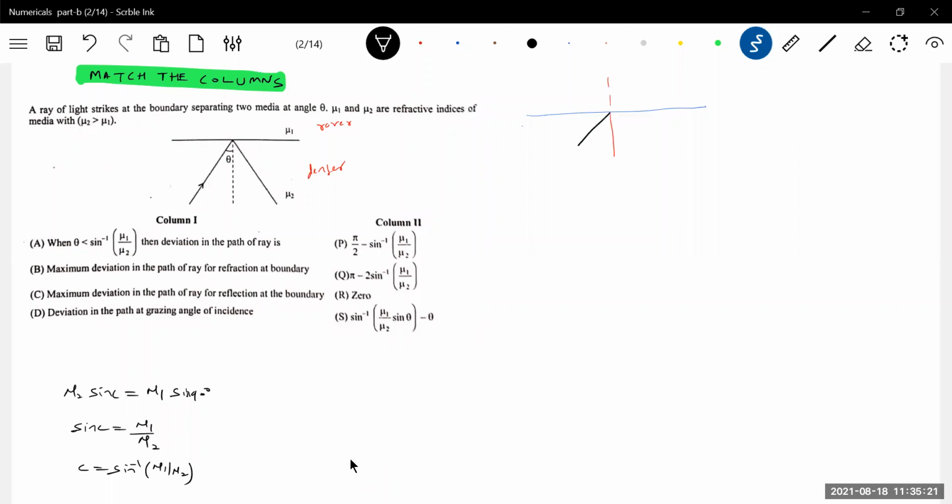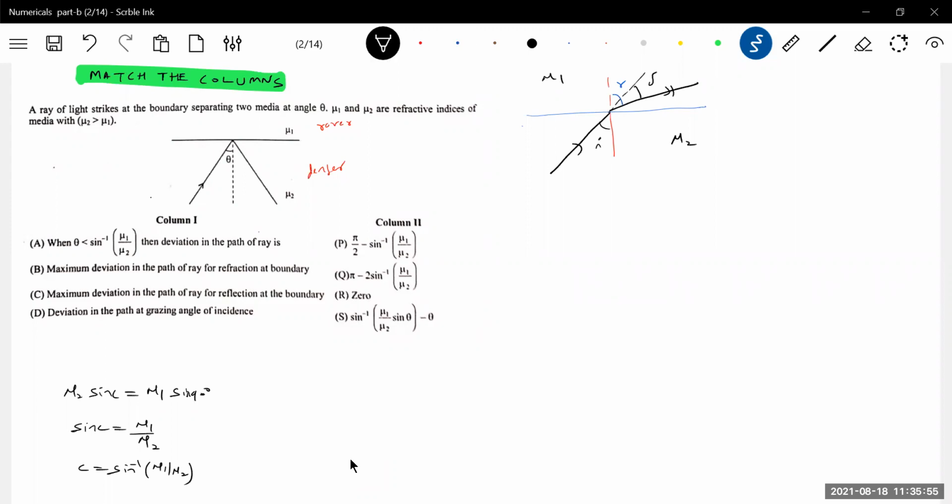So when the angle of incidence is less than the critical angle, the ray will undergo refraction, will move from mu2 to mu1. What is the deviation? This is the deviation. It wanted to go straight, it got deviated here. Now it's asking what that deviation will be. So this angle of incidence we can take, and this is the angle of refraction.